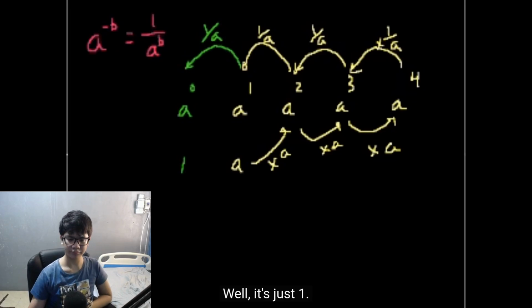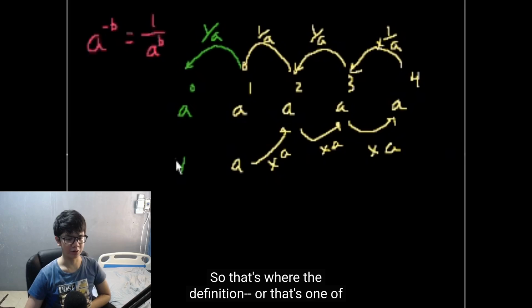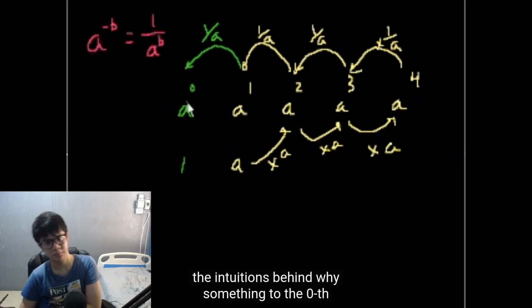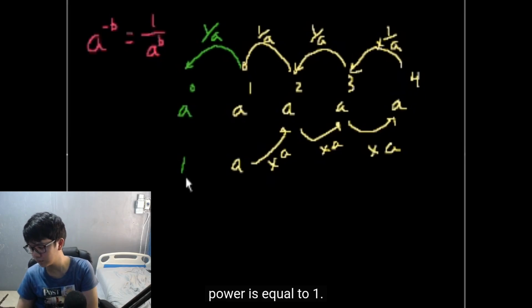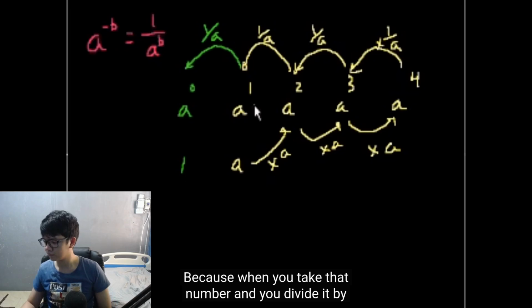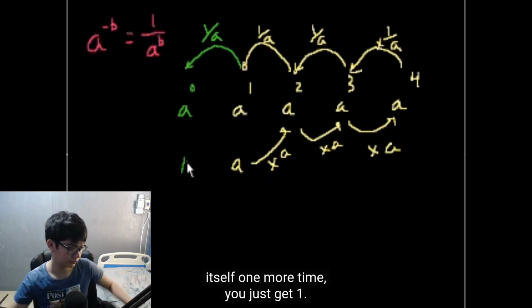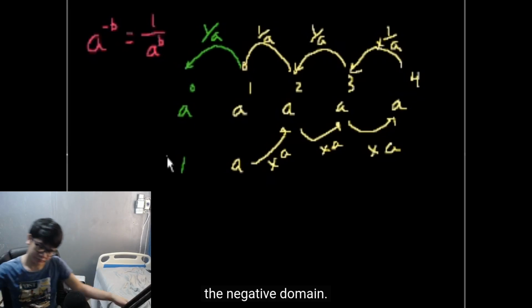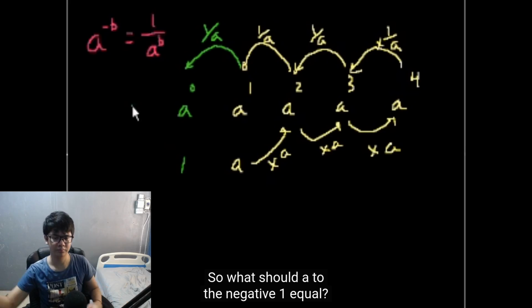It's just 1. So that's one of the intuitions behind why something to the 0th power is equal to 1. Because when you take that number and divide it by itself one more time, you just get 1. So that's pretty reasonable, but now let's go into the negative domain. What should a to the negative 1 equal?